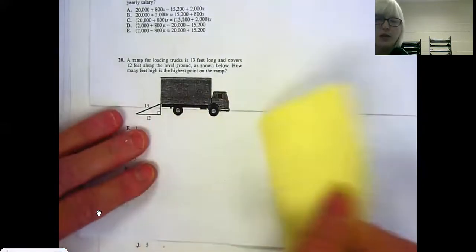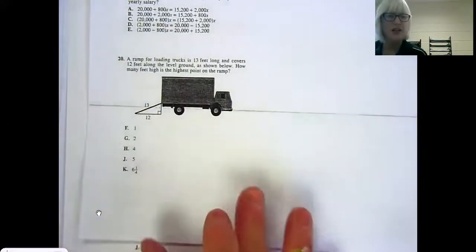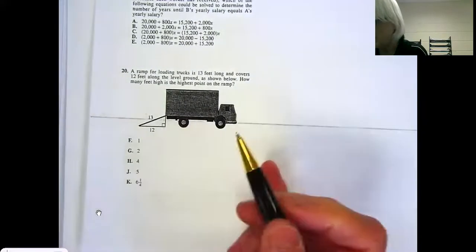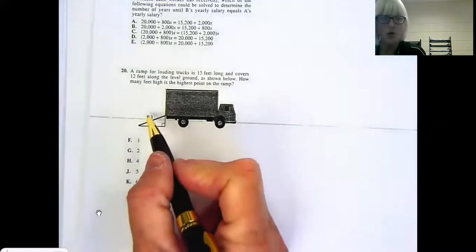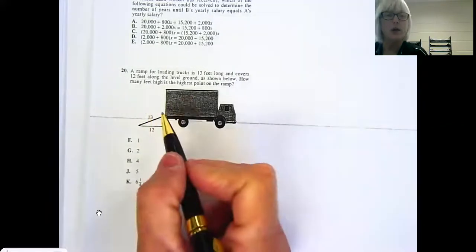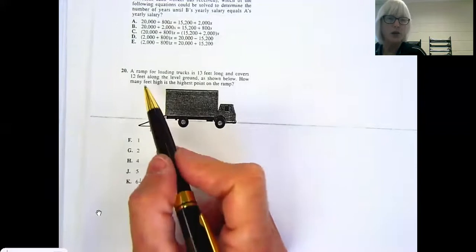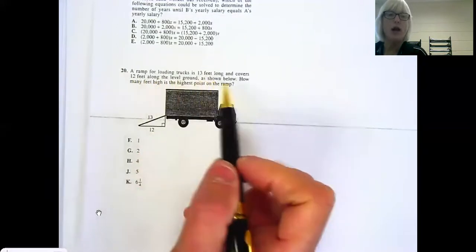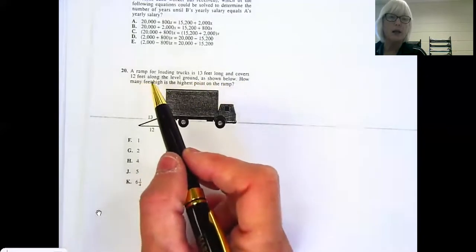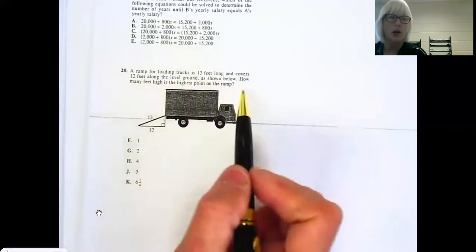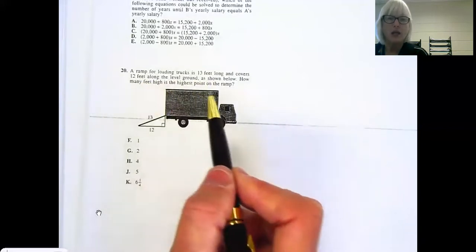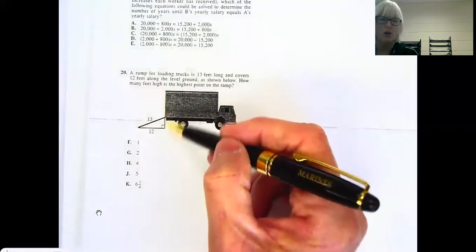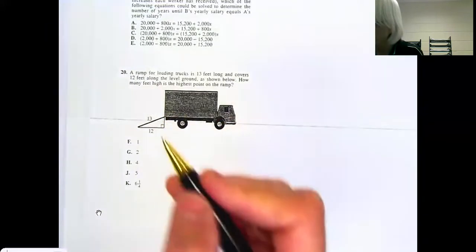All right, let's move into this problem. The Pythagorean theorem is used when you have a right triangle and you know two sides and are looking for the third. That's what this problem says: a ramp for loading trucks is 13 feet long and covers 12 feet along level ground, as shown below. How many feet is the highest point on the ramp? This is the part they're trying to find. So they are giving you two sides and looking for the third.